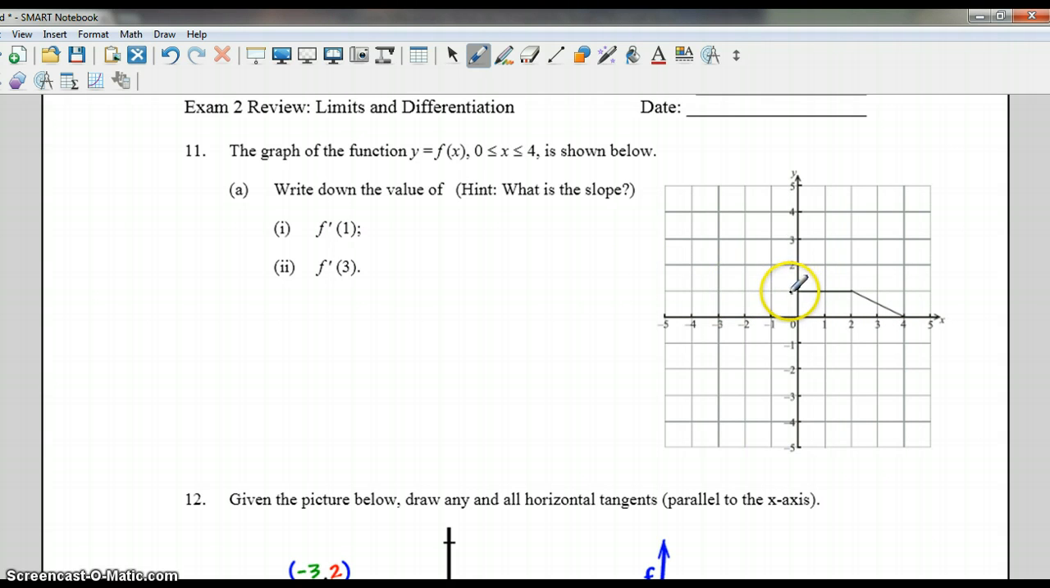Another way to think of it is that if I had to write what this function was, this function is y is equal to 1. The derivative of 1 is 0. So again, my derivative would be 0.